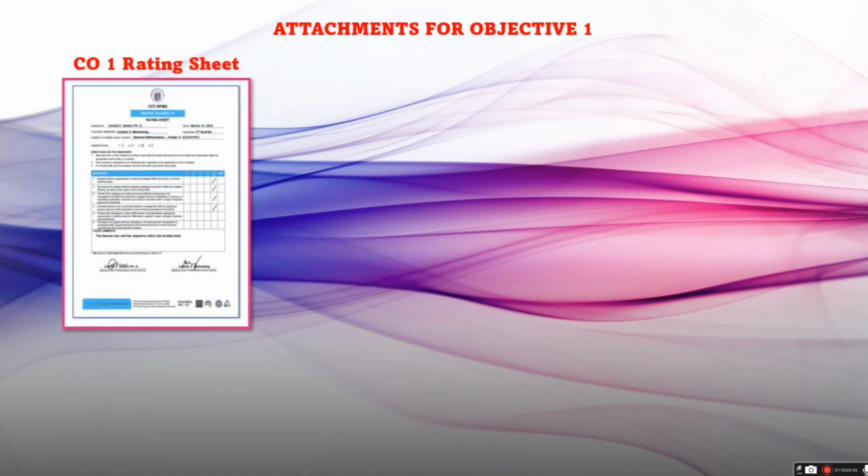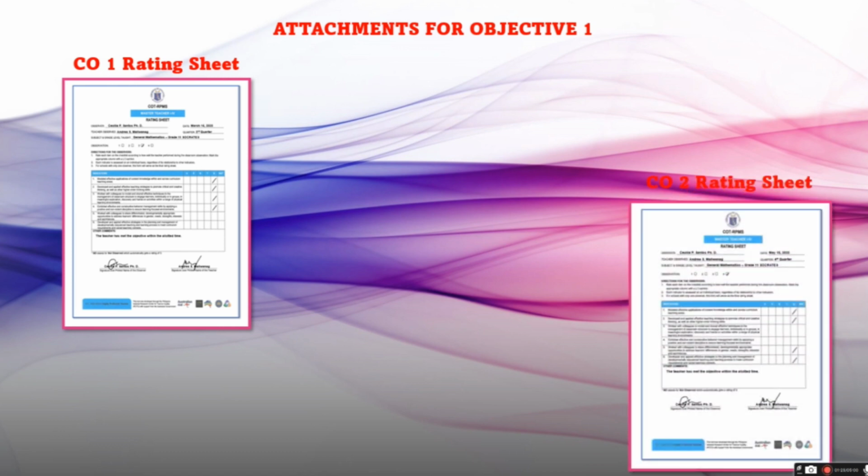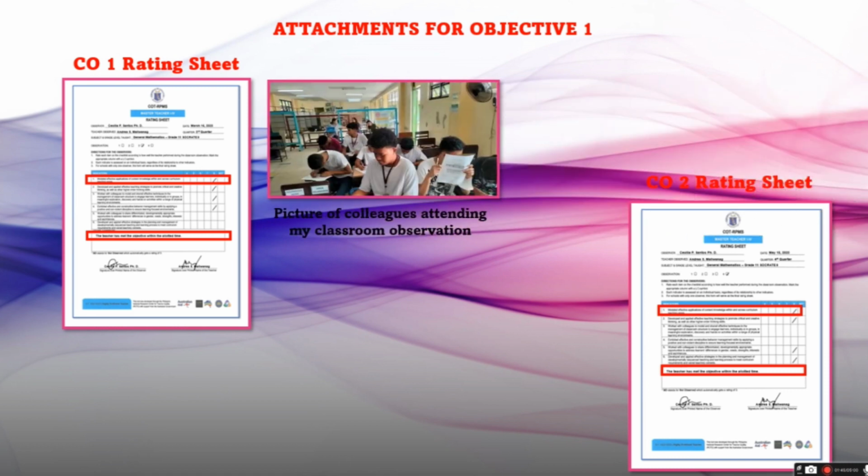We have the classroom observation 1 rating sheet, and the classroom observation 2 rating sheet. So the third and fourth quarter classroom observation kung saan ipapakita natin, i-highlight natin yung binigay na score sa atin at syempre yung note ni observer of whether or not we meet the objective within the allotted time. Along with this, we have to provide evidences ng attendance ng colleagues during our classroom observation.